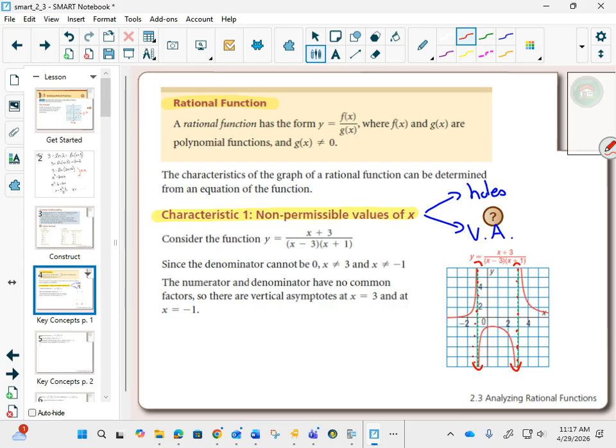Do you see that this is group 3? The degree on the bottom is a parabola, the degree on the top is a line. And group 3's characteristic is when the degree is bigger on the bottom, you have a horizontal asymptote at y equals 0. But that's not characteristic 1. For characteristic 1, we're just thinking about non-permissible values.